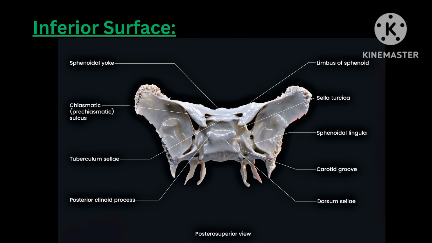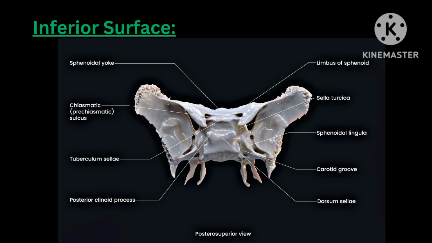The hypophyseal fossa, or pituitary fossa, is a depression on the superior surface of the sphenoid body occupied by the hypophysis. The tuberculum sellae is a small process in front of the hypophyseal fossa. And the dorsum sellae is the posterior wall of the hypophyseal fossa.